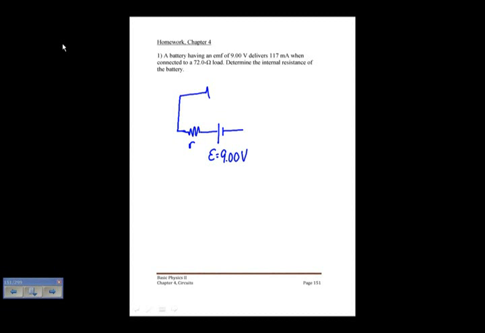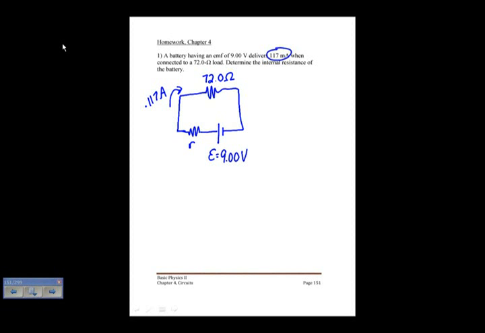And when you hook this up to some other resistor, light bulb, motor, whatever, this particular one has a resistance of 72 ohms, you get a current flowing in the circuit of 0.117 amps. That's your 117 milliamps converted into SI units. Move the decimal 3 places to the left. So I want to know what is the internal resistance of the battery.